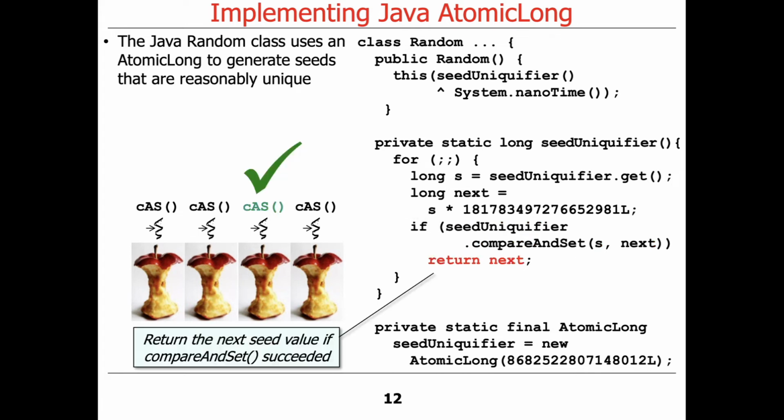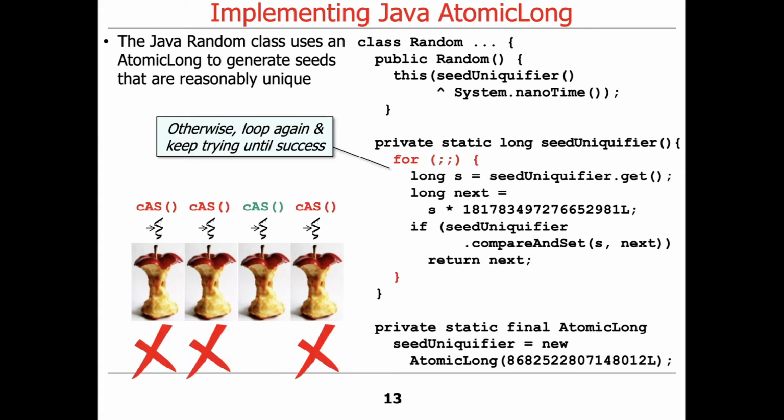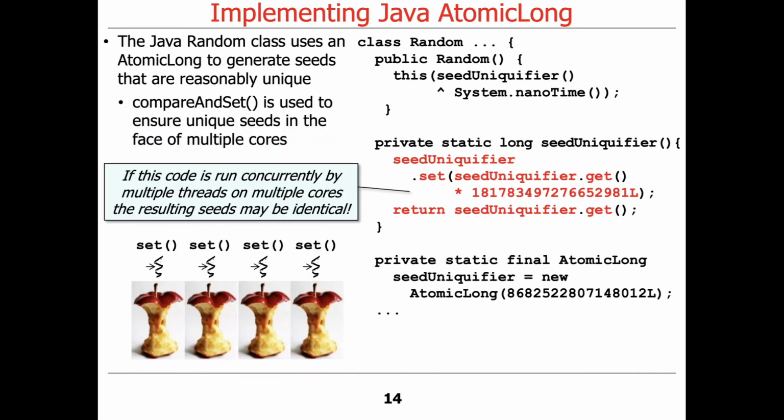And if we were able to atomically make that change, we return the new value. Otherwise, we loop back around again and keep trying until we can atomically change it to the appropriate value. So you can see that if for some reason we are not able to get a unique value because somebody snuck in after we read this value and computed something and changed it, we are going to keep looping until we finally get it changed atomically.